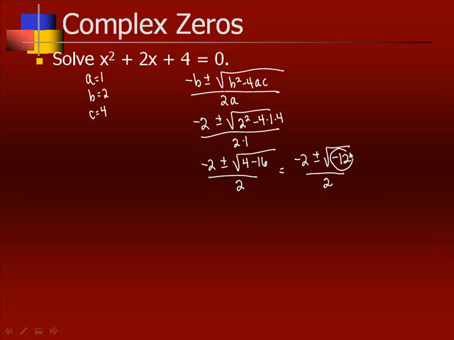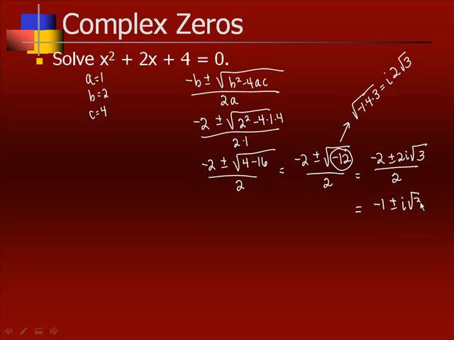Well, since the discriminant is negative 12, we know we're looking at two imaginary solutions. Now we can simplify the square root of negative 12 as negative 1 times 4 times 3. The square root of negative 1 comes out as an i, the square root of 4 comes out as a 2, and the 3 stays in. So we get 2i square root of 3 over 2. Dividing everything by 2, we would get negative 1 plus or minus i square root of 3 over 1.